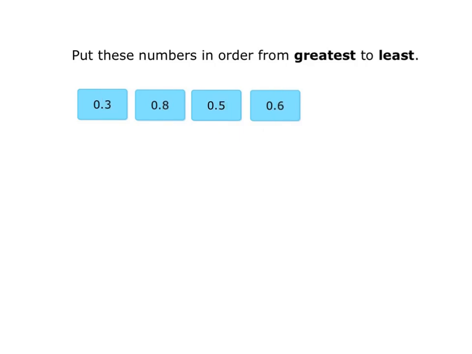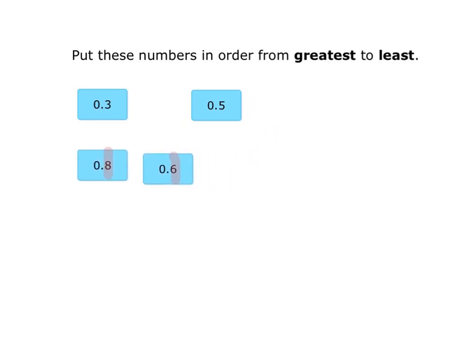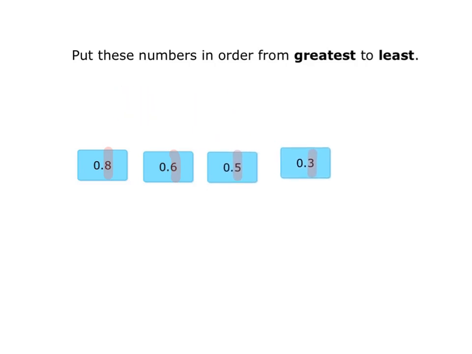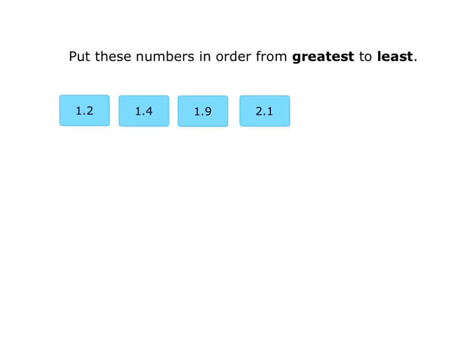So to start off, I know that 8 is greater than all of these numbers. So 0.8 is the largest tenth here, so it goes first. The next greatest number would be 6, so 0.6 would go next. The next greatest number is 5, so it goes here. And finally, 0.3 goes here as the least. Now these are ordered. Here's another example of a question that's asking from greatest to least.